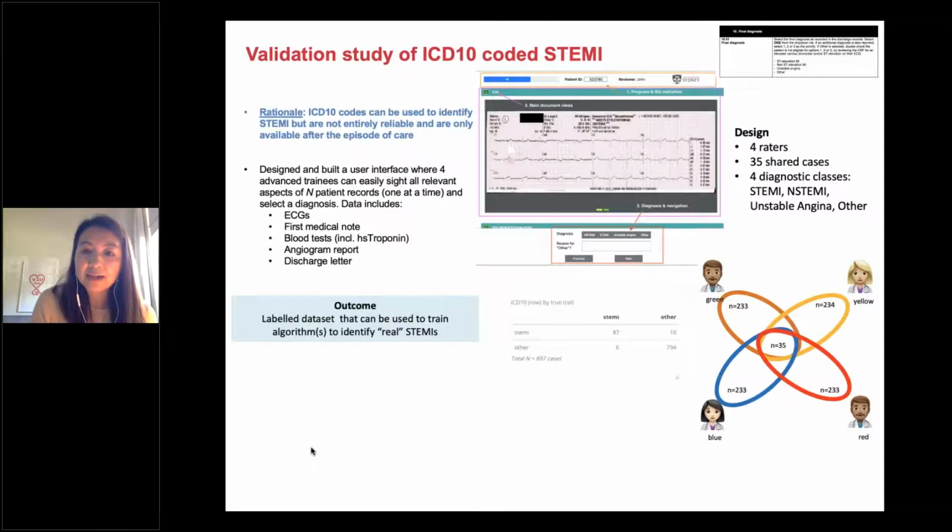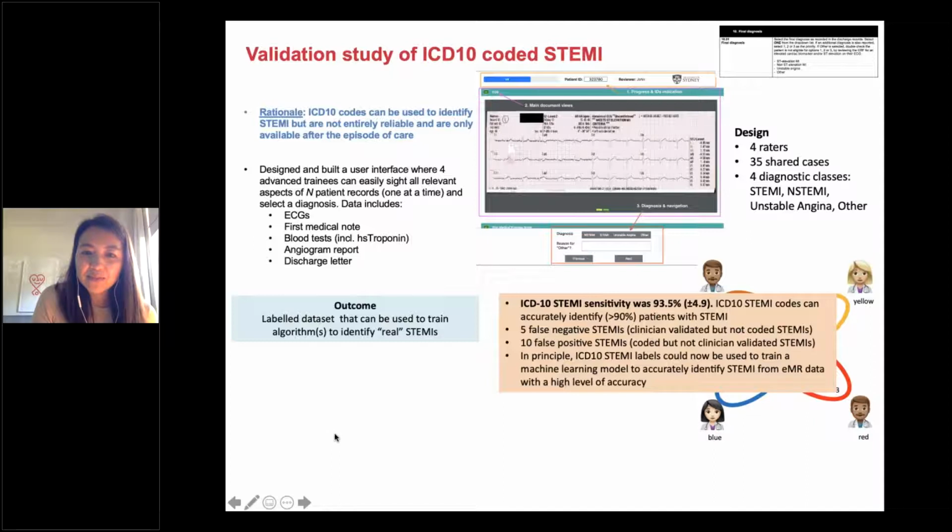And then we had 4 raters, junior clinicians, review these cases and put them into diagnostic categories: STEMI, non-STEMI, unstable angina and other. The goal of this analysis was to derive a labeled data set that could be used to train algorithms to identify clinician labeled STEMIs. In the top right hand corner, in each slide I'll show you what it looks like in the case report form, just so you have an idea of how much work goes into replicating what goes into the case report form.